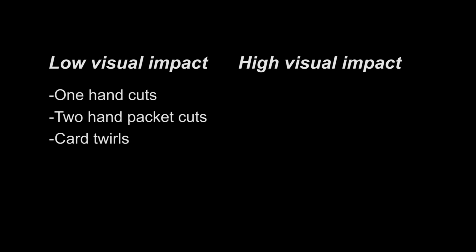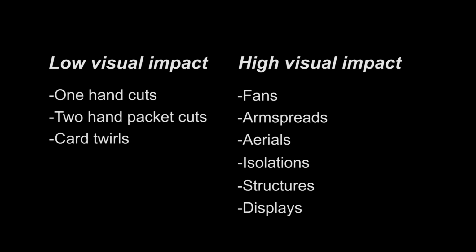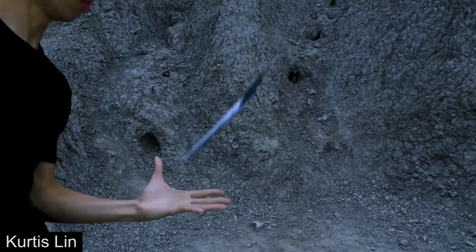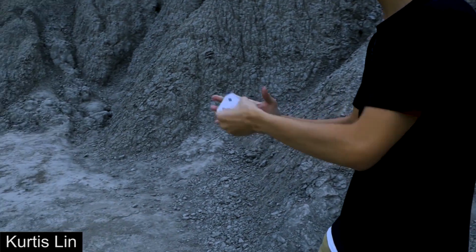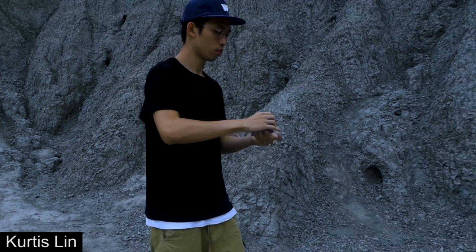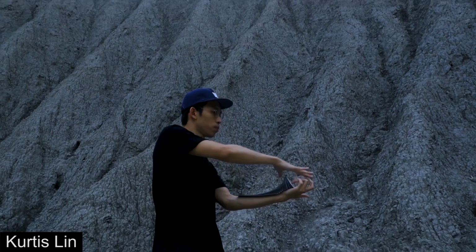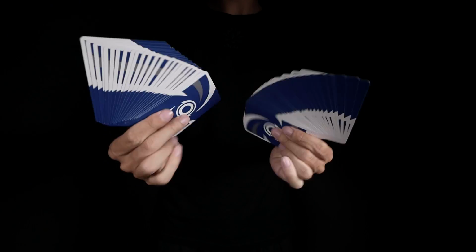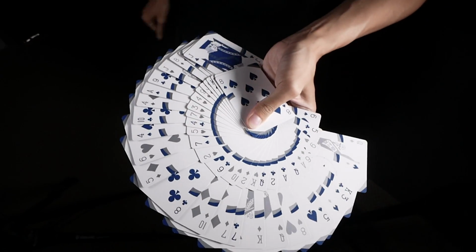Categories of moves that have a higher visual impact would be fans, arm spreads, aerials, isolations, structures, and displays. These categories of moves are generally easier to appreciate and do not require a lot of knowledge or context to understand. For these moves, we recommend including more of them in your routine, and you can sequence them according to their visual impact. For example, for fans, you could sequence them as such, starting with a thumb fan, then a riffle fan, into smear fans, and finally a giant fan.